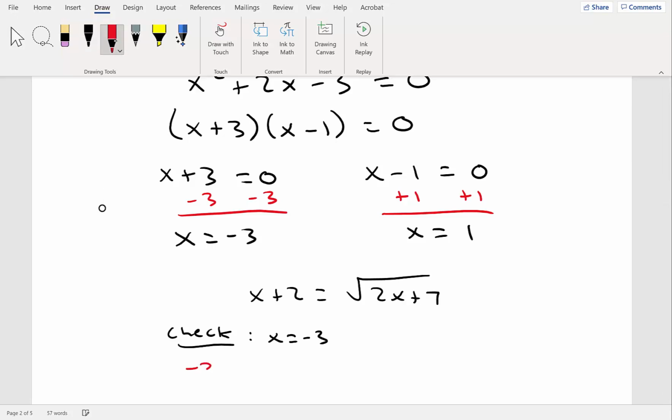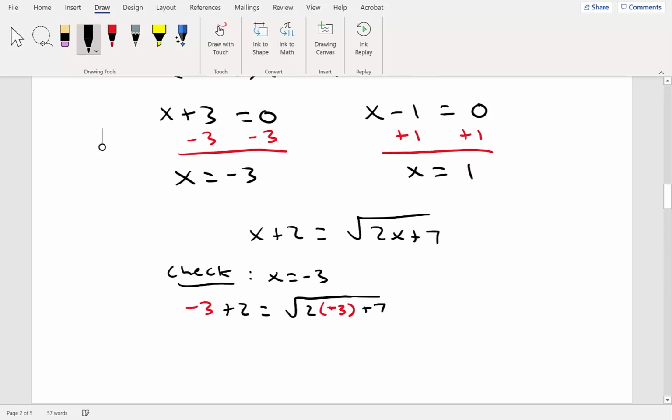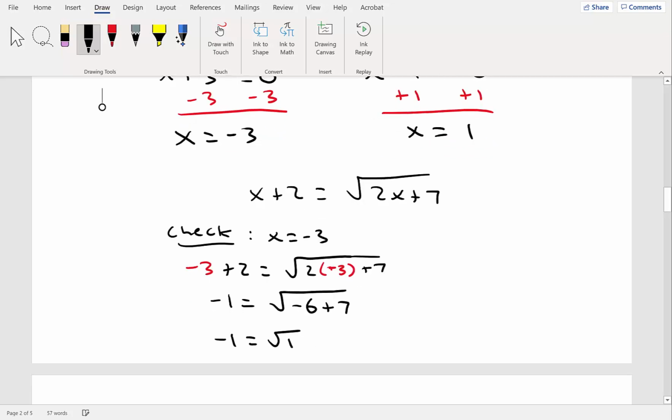So if I plug in negative 3, I get negative 3 plus 2 is equal to square root of 2 times negative 3 plus 7. So negative 3 plus 2, I get negative 1 is equal to the square root of, so 2 times negative 3, I get negative 6, and then plus 7. So I get negative 1 is equal to the square root of 1. But square root of 1, I get negative 1 is equal to positive 1, which does not work out. That's not a true statement. So that x equals negative 3, we have to get rid of that solution.